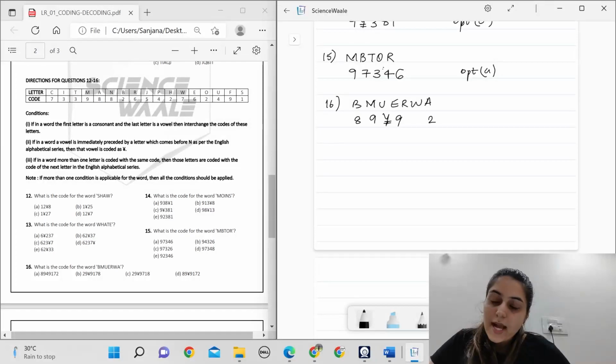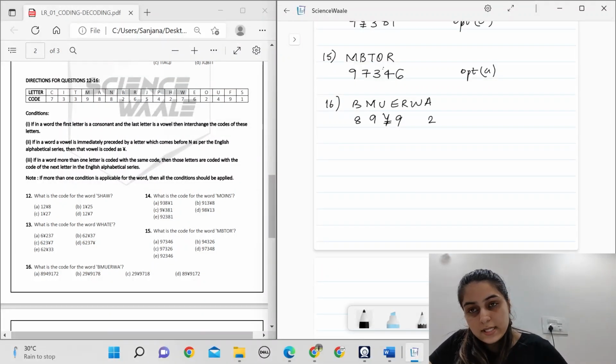But 6 again satisfies, but 6 is again the code for many letters, so we'll go to the succeeding letter S. For S the code is 1, and W is 7. So 89E9172. So this answer is option D.